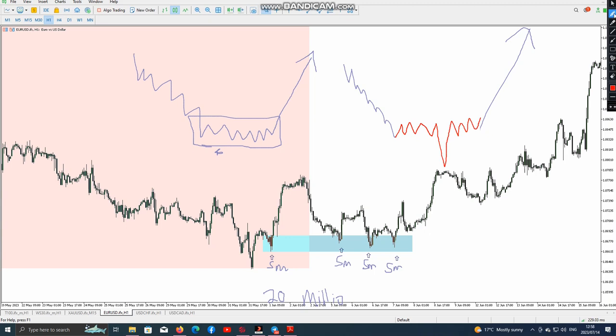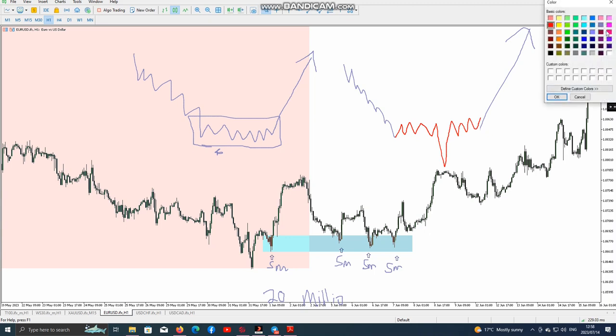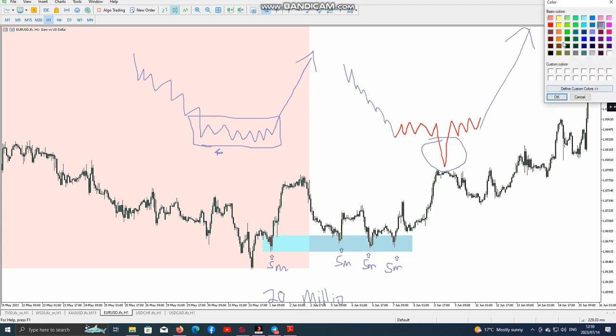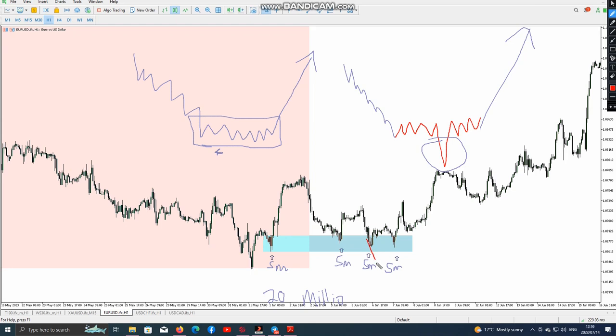So you must always be on the lookout for what we call a liquidity sweep. If it lagged here, it will be able to come and create something like this, what we call a liquidity sweep, or a liquidity injection in other words.